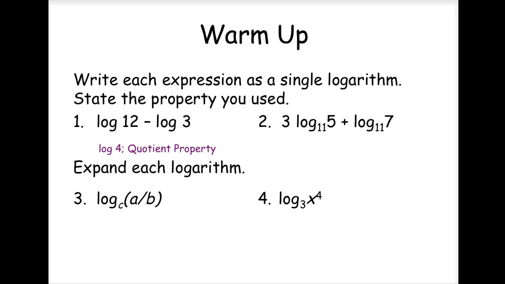Okay, so log base 10 of 12 divided by 3 would be log base 10 of 4, and that would be the quotient property. We've got addition, so we're going to multiply. We're going to use the power property, 5 to the third power, and then times 7. So power and product property.